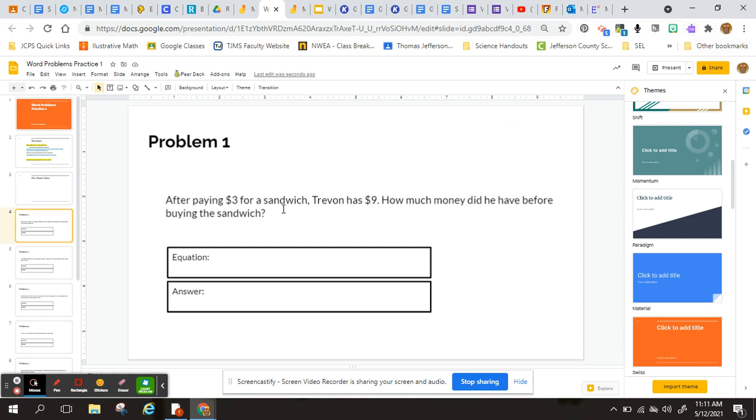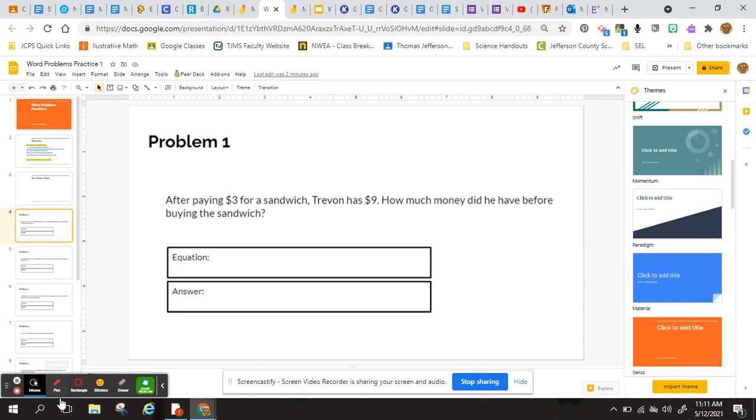After paying $3 for a sandwich, Trayvon has $9. How much money did he have before buying the sandwich? So you want to make an equation as a class and also figure out the answer. So in each box, you would have something different. So we're going to take these using our strategies that we've learned before. We can highlight and underline all of that.